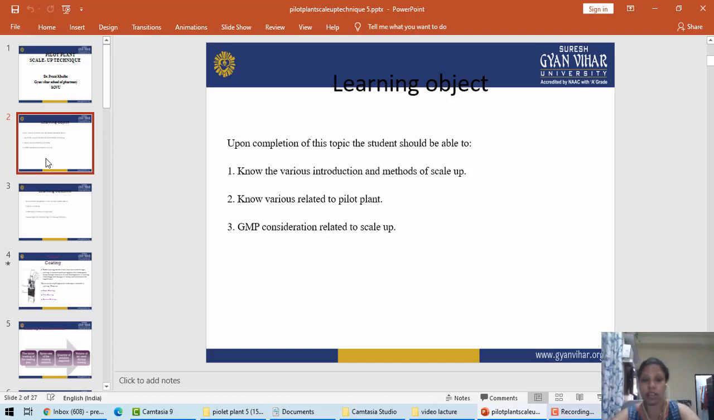Now GMP consideration related to scale up is also there. In GMP consideration, the good manufacturing practices, you will come to know why it is important, and why during the scale up it is necessary to maintain it, after the completion of this unit.